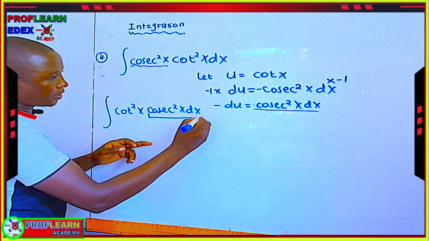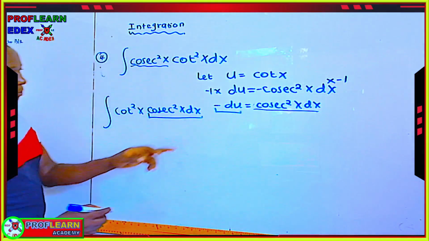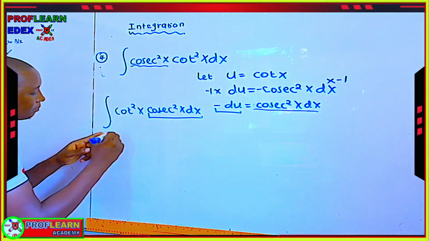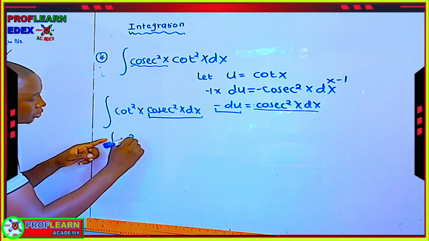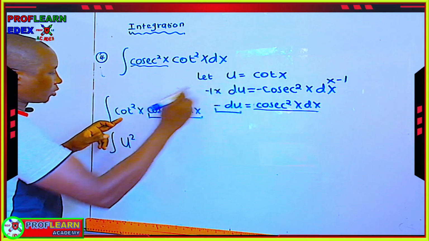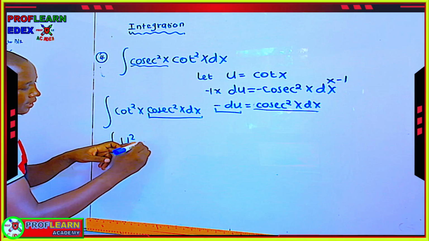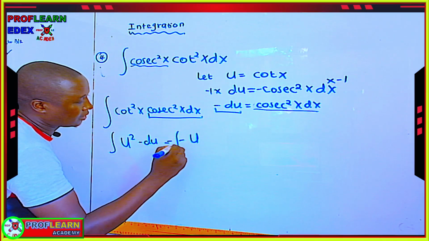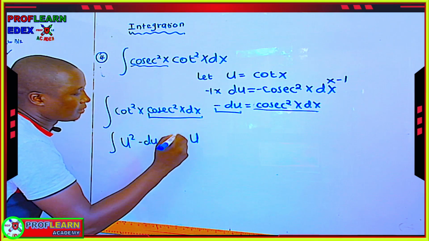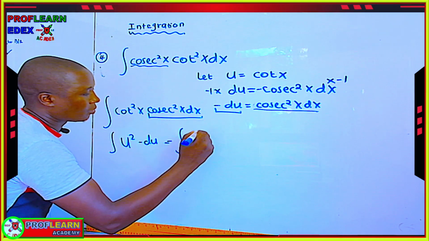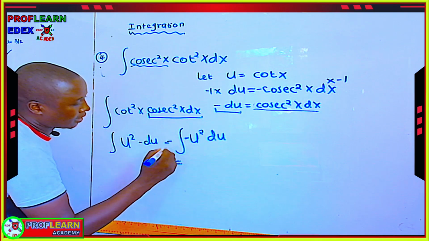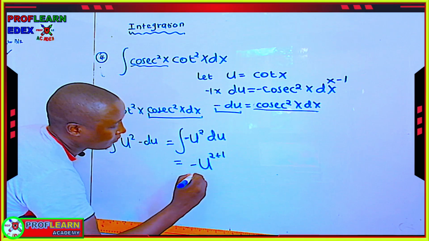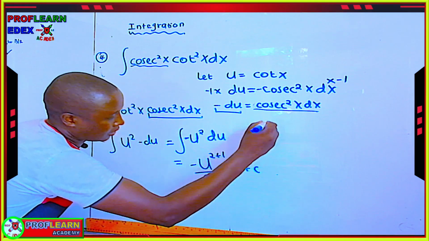So this part that I'm having here can be replaced with what? Negative du, because cosec squared x dx is equal to negative du. So I'll be able to say therefore this is going to be u squared, because cot x was just u. And this is cot squared, so it will be u squared negative du. Yeah, and that will mean I'm integrating negative u squared with respect to u. Then I can integrate this normally to be negative u raised to power 2 plus 1 over 2 plus 1, then plus c, like that.